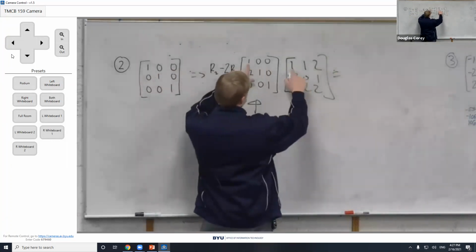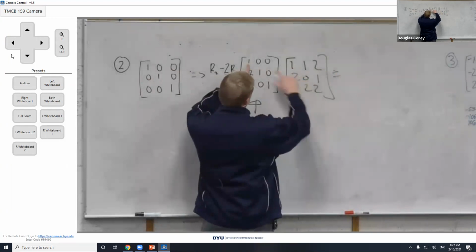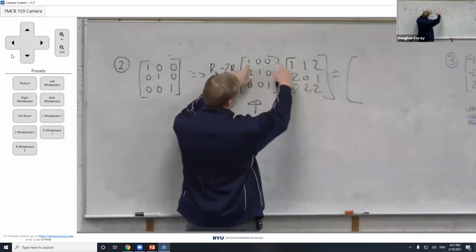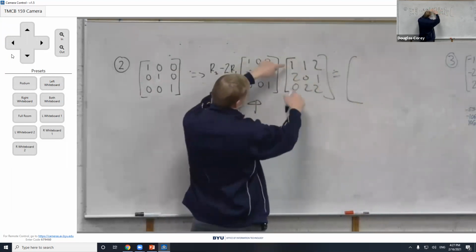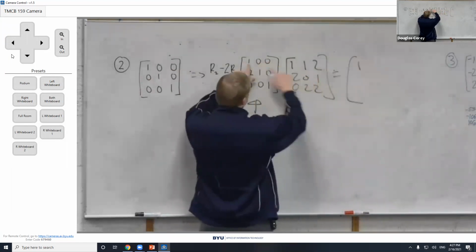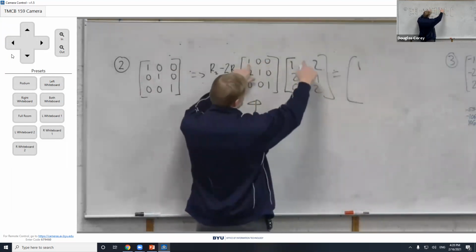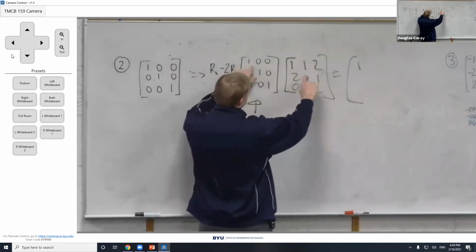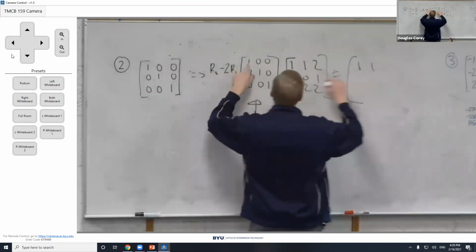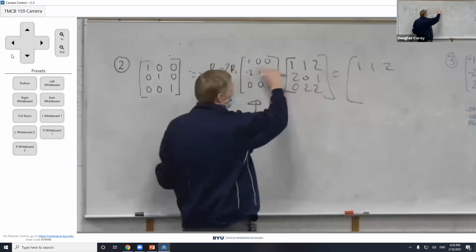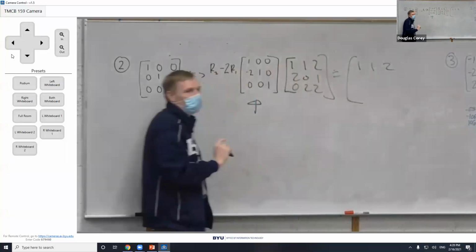Well, I'm going to get 1. So if I multiply this times that first column, I'm dotting the first row to the first column. I just get a 1. Then this times the first row, second column. These zeros are going to wipe out anything here. I just get a 1 times the 2, everything else is 0. That 1, 0, 0 is just going to duplicate my first row.